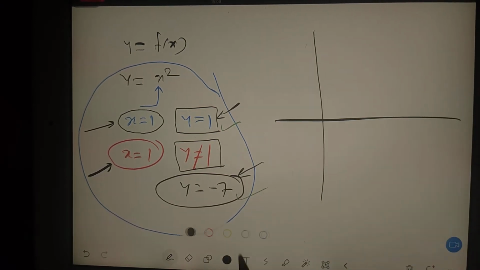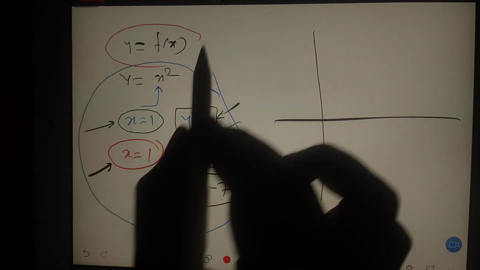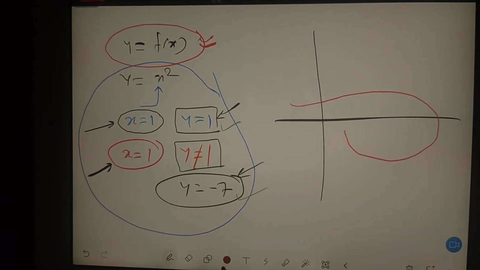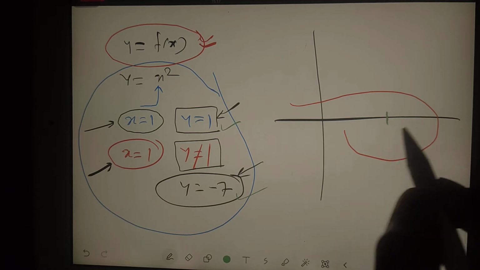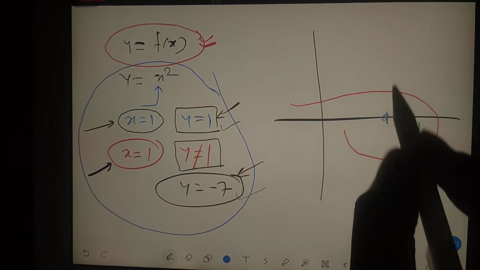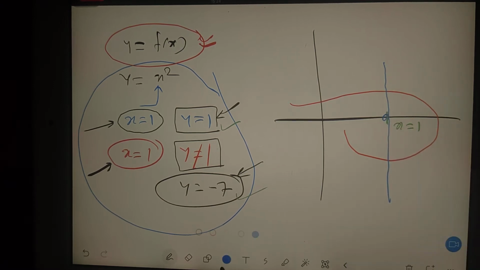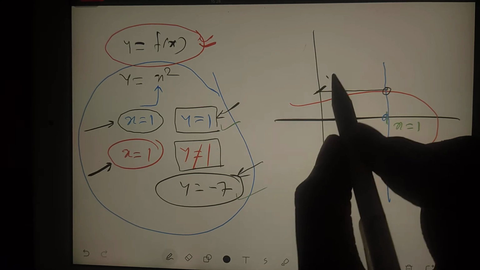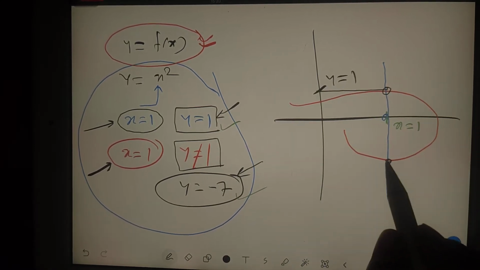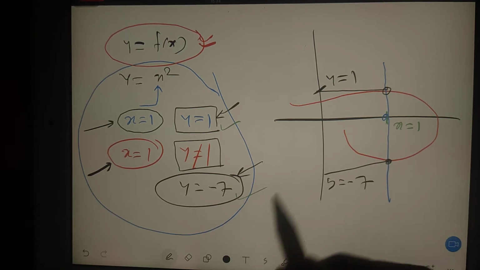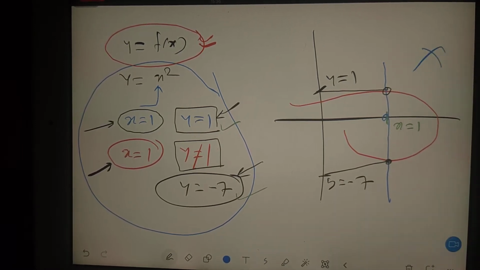I said, imagine this function is actually this function, and suppose this is the point where you have x is equal to 1. So at x is equal to 1, if you draw a line like this, this line will give you two intersects. One is here, I am saying y is equal to 1, and one is here, I am saying y is equal to minus 7. Is it possible? No, this is not possible.